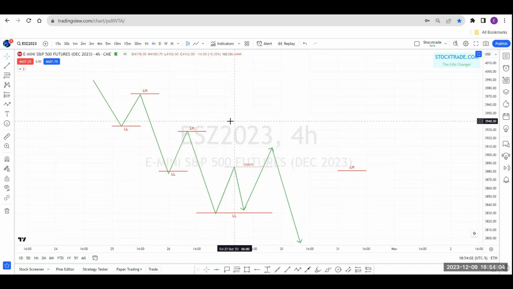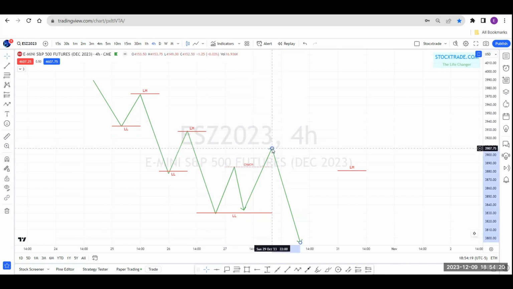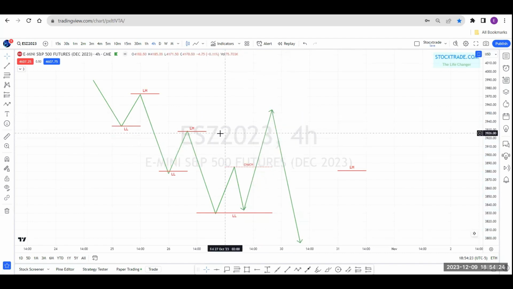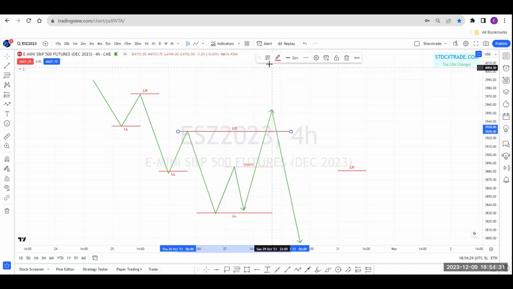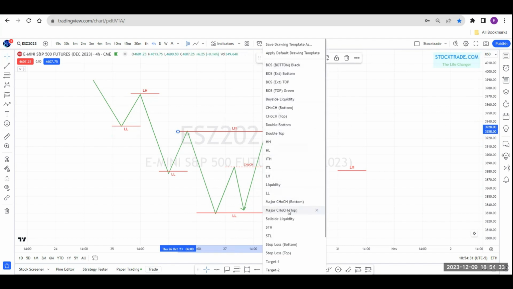So what we learn here, the market was in a bearish trend, creating lower low, lower high, lower low, lower high, lower low. And once the market breaks the last high, then you can say this is the change of character. Then what is this? If the market goes up here, this high is also broken. So this is basically your major change of character.